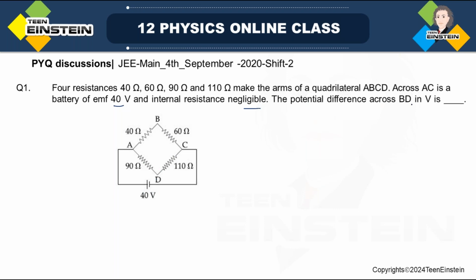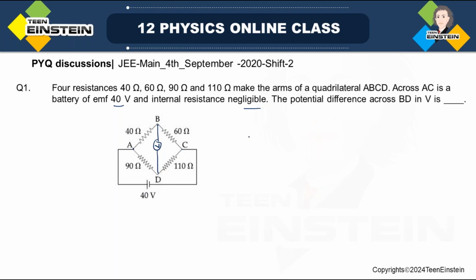What is the potential difference across BD? That is what we have to find out. This is a very easy problem if you know the process to solve it. First of all, you can see there are two arms which are parallel, so both the arms will drop this 40 volt itself.